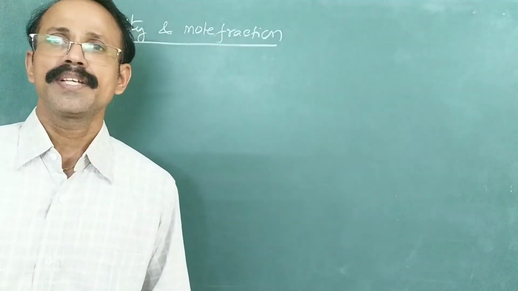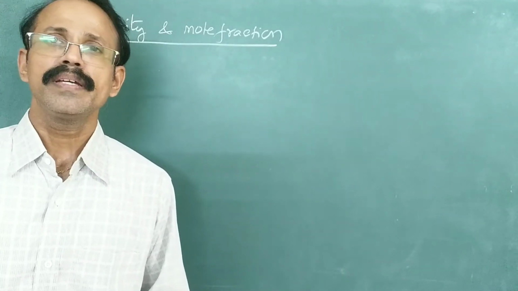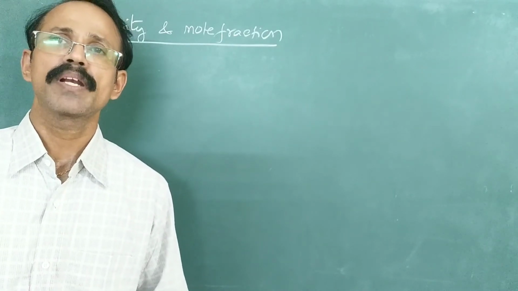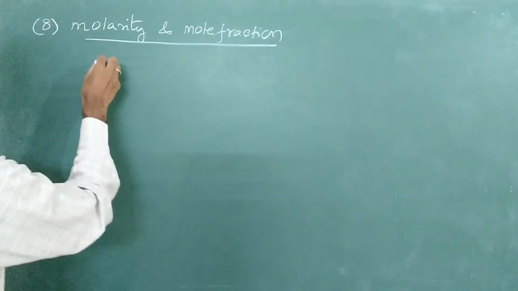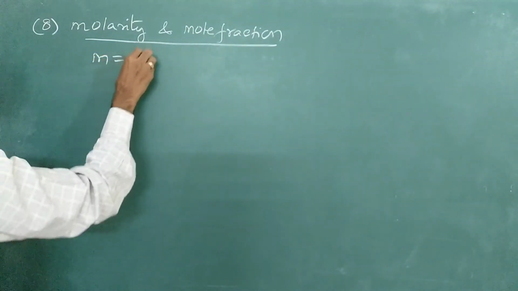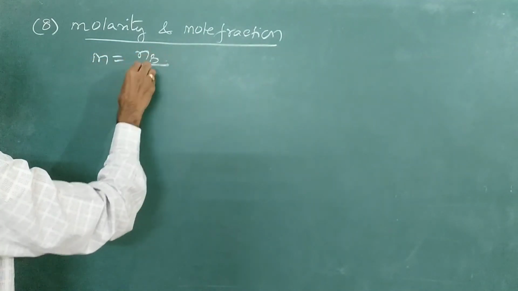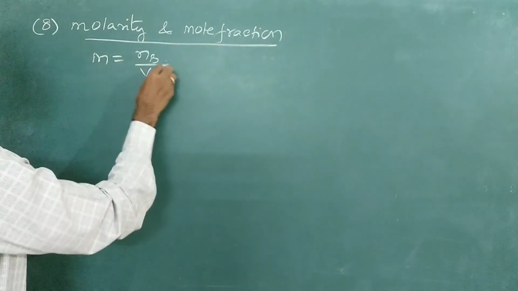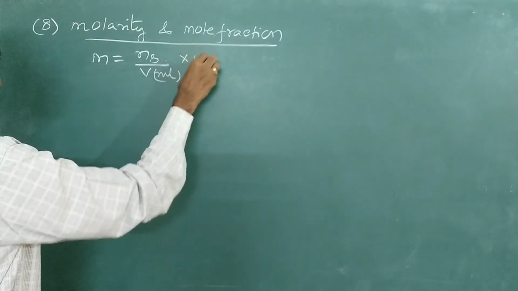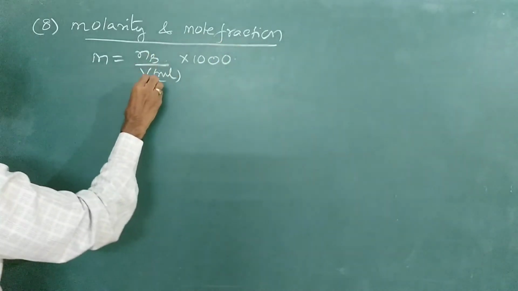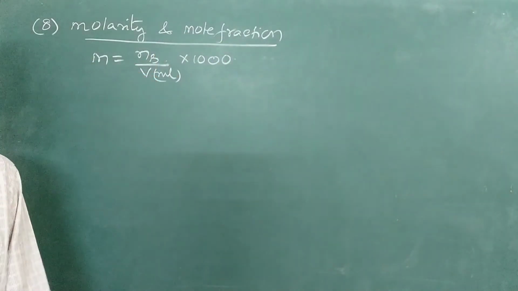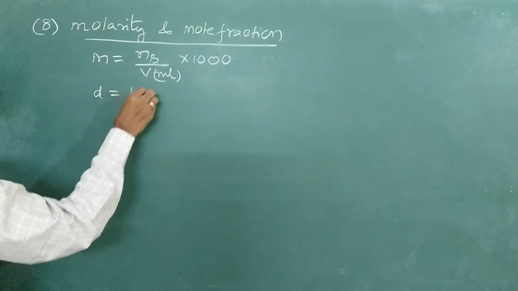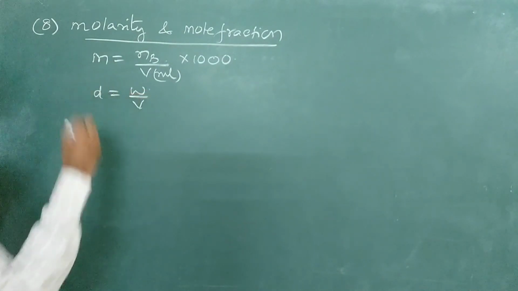Now we'll see the relationship between molarity and mole fraction. Molarity is the number of moles of solute dissolved per liter of solution. So molarity is equal to the number of moles of solute divided by the volume of the solution in liters. And if the volume is given in milliliters, divide by 1000. Now we'll substitute volume from density. Density is the mass of solution divided by the volume of the solution.